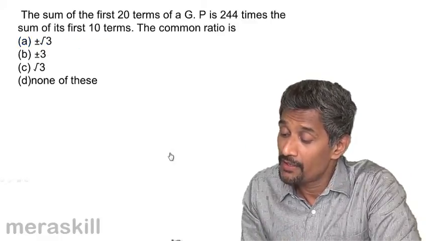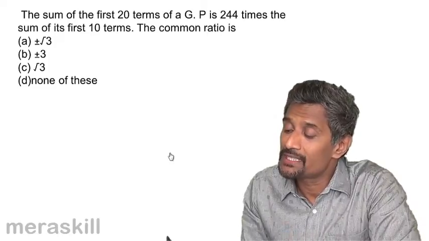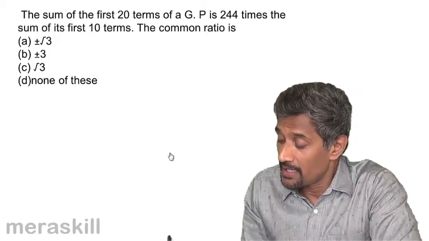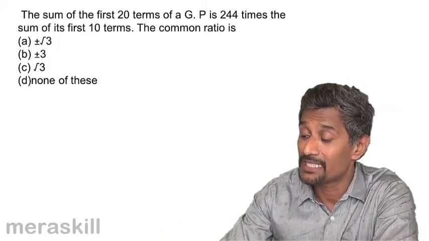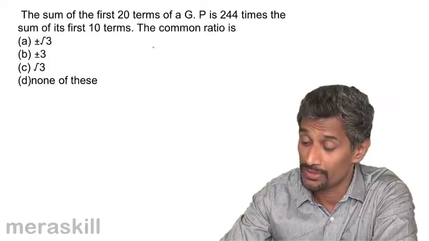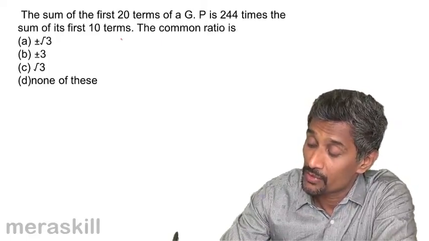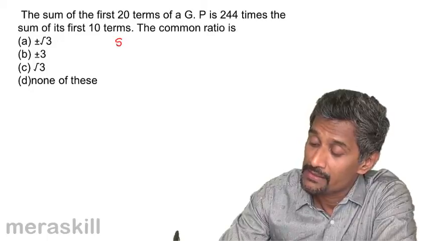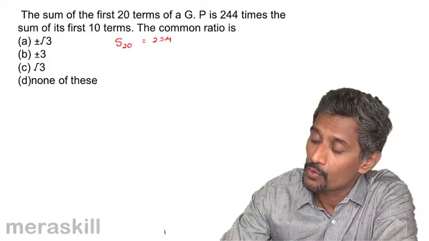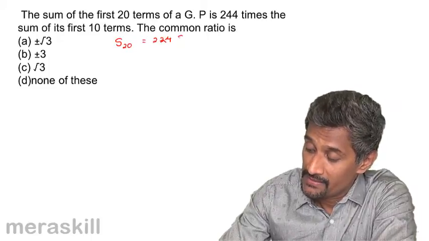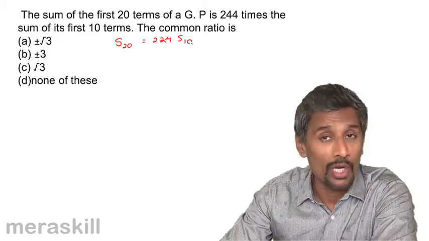Furthermore, now, the sum of the first 20 terms of a GP is 244 times the sum of its first 10 terms. The common ratio is to be found. Sum of first 20 terms: S20 is equal to 244 times S10. So the common ratio is what?